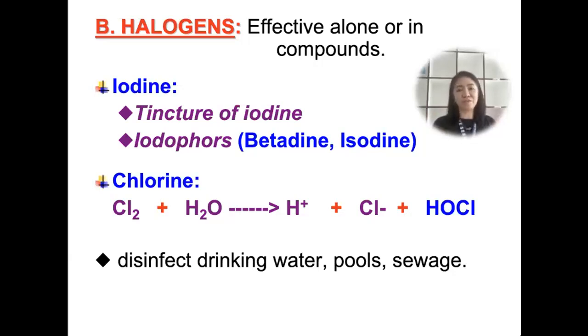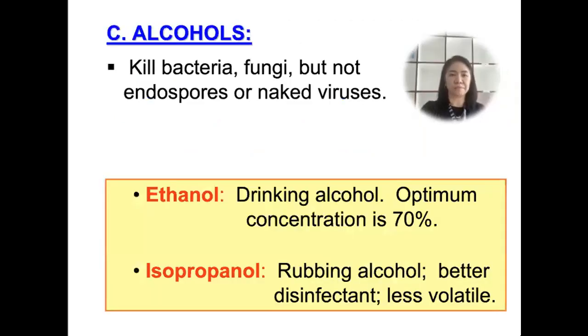Together. So very, very familiar itong dalawa sa atin, like iodine, no? So under iodine, you have tincture of iodine and you have iodophores. So iodophores like betadine and iodine. So alam natin, these are antiseptic solutions, right? And then chlorine. So chlorine is effective in disinfecting drinking water, sewage, of course, your swimming pool. So chlorine, when combined with water, will produce hydrogen molecules and chloride plus hypochlorite. Okay, so yun yung ating pinaka-active ingredient actually.